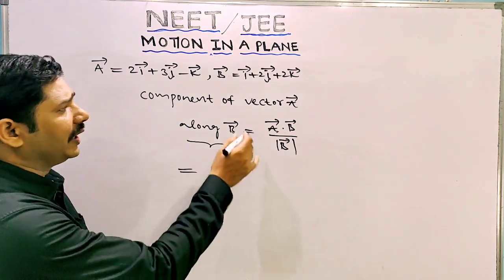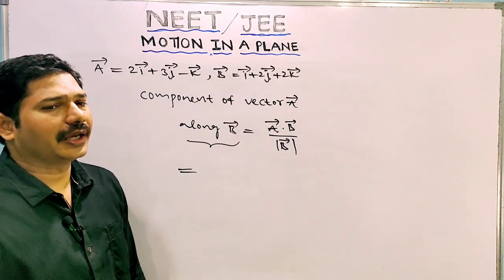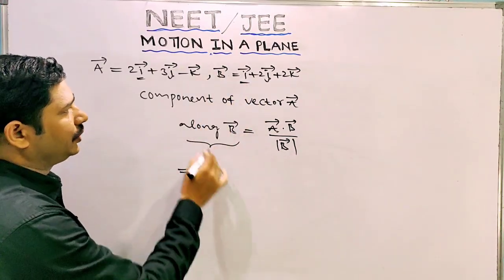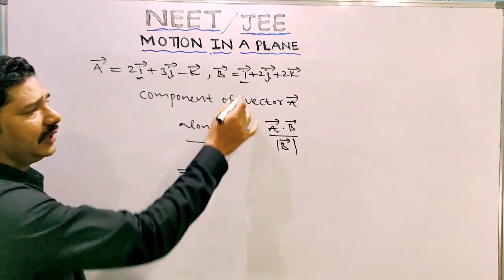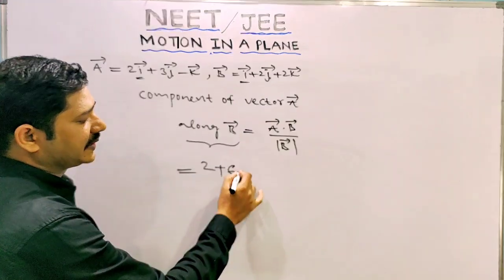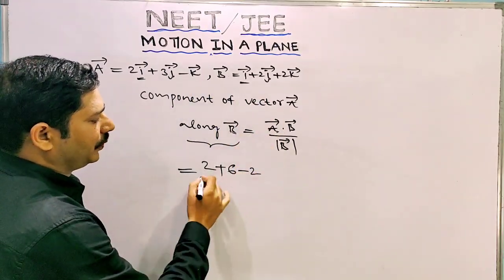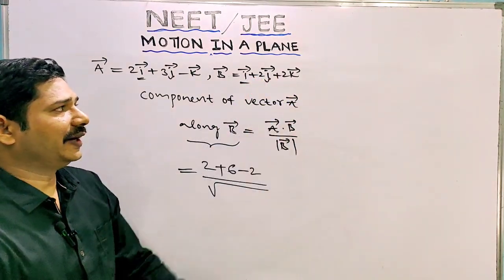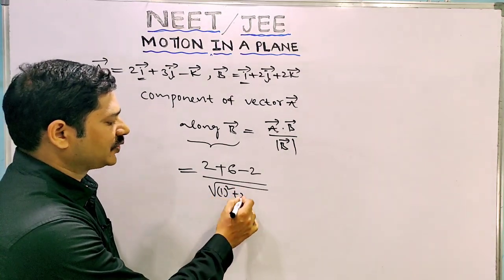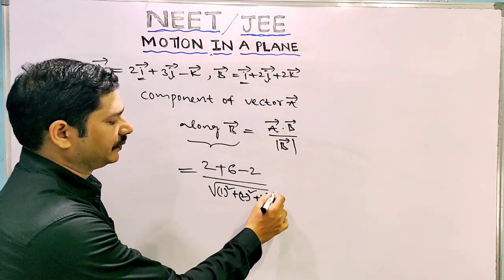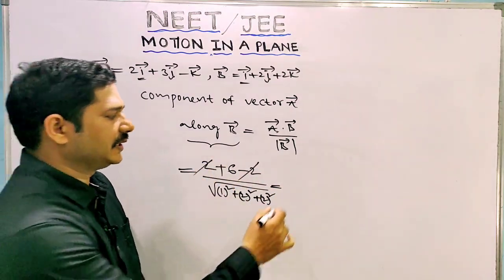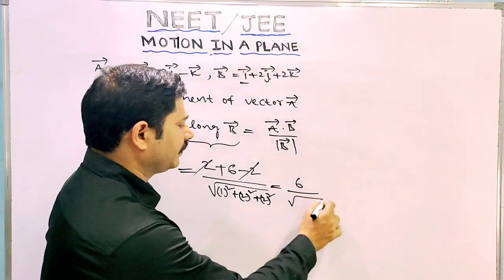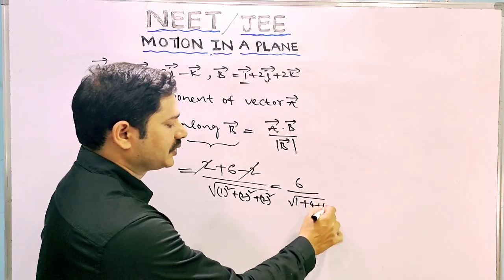So we will solve A bar dot B bar, the dot product of vectors. Similar components we can multiply. So 2 into 1, 2, plus into plus, 3, 2, 6, minus into plus, minus, 1 into 2, 2, divided by the magnitude of B. So 1 square plus 2 square plus 2 square. Here minus 2 plus 2 cancel, 6 divided by 1 square, 1, 2 square, 4, plus 2 square, 4.